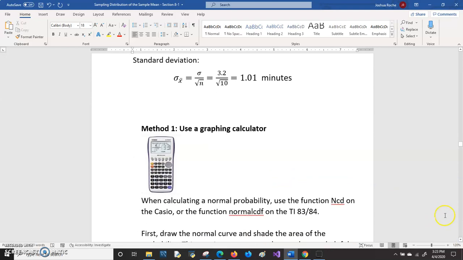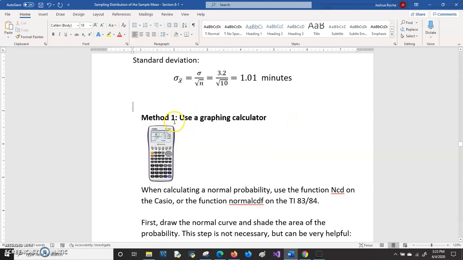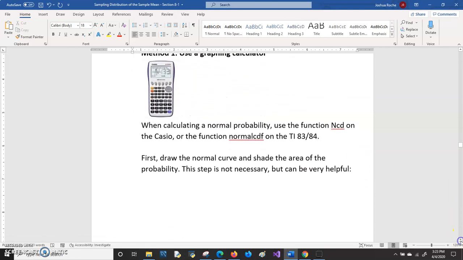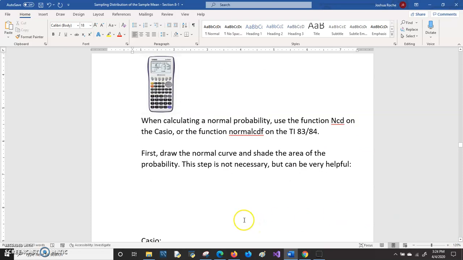Now that that calculation is done, we can go on to the different methods. And these methods again are the same as what we've done in all of these videos and in chapter 7. We could draw the curve if that helps out. We're trying to find the probability that we get a sample mean now of more than 12.